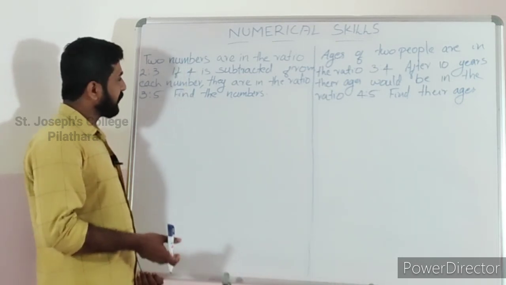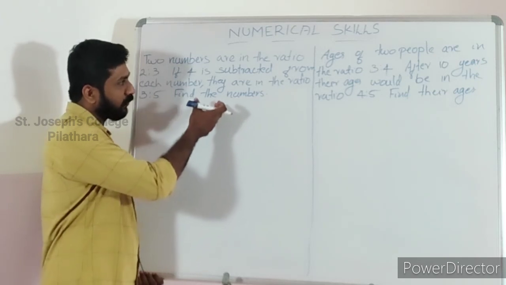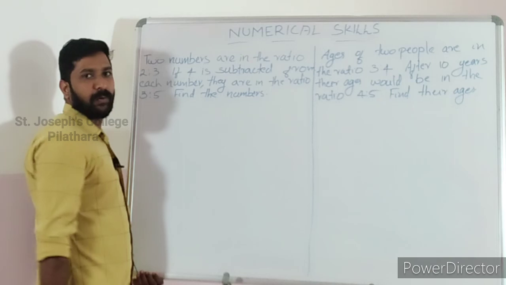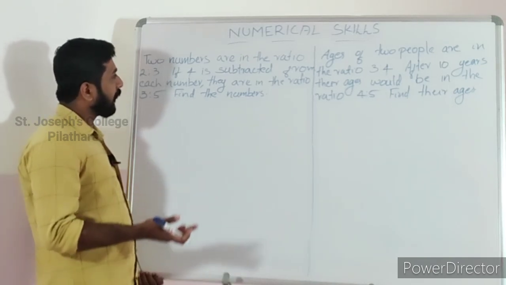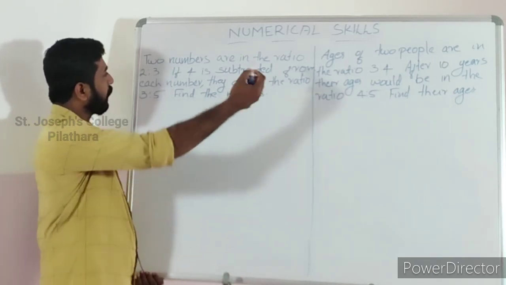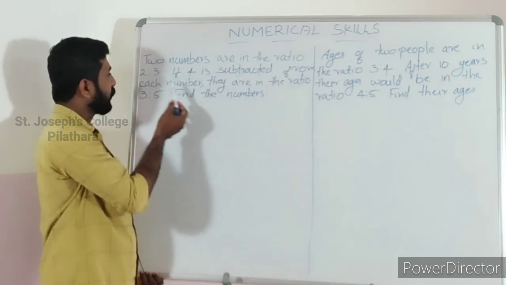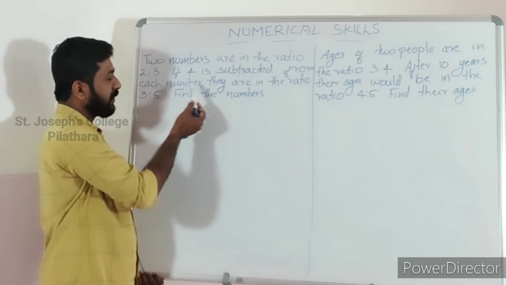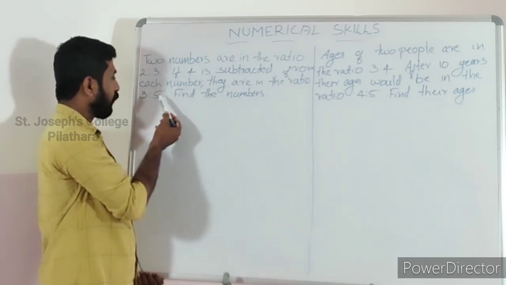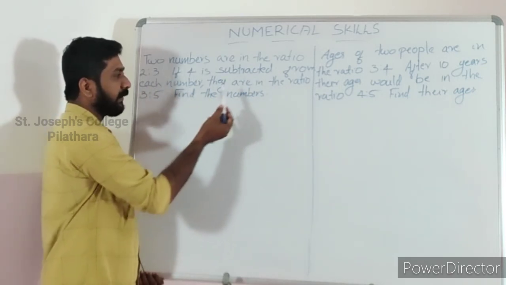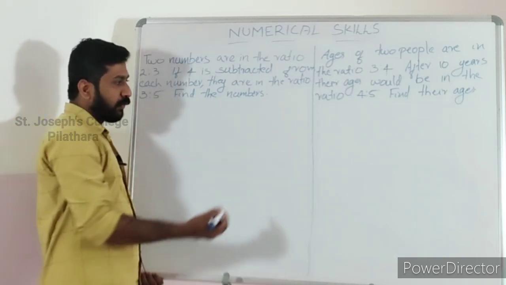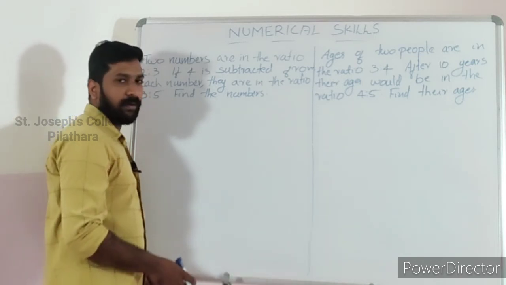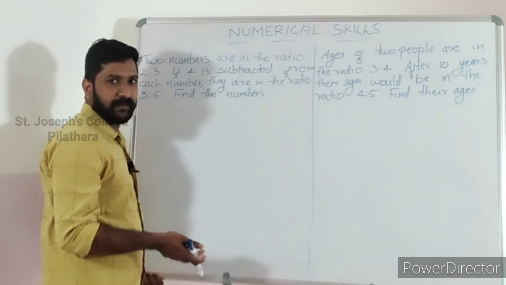I will explain how to solve the first problem here, and you have to solve the second from your home. I will just read out the problem. 2 numbers are in the ratio 2:3. If 4 is subtracted from each number, they are in the ratio 3:5. Find the numbers.